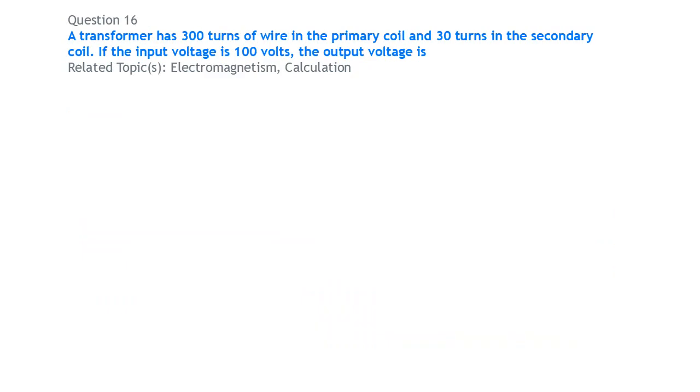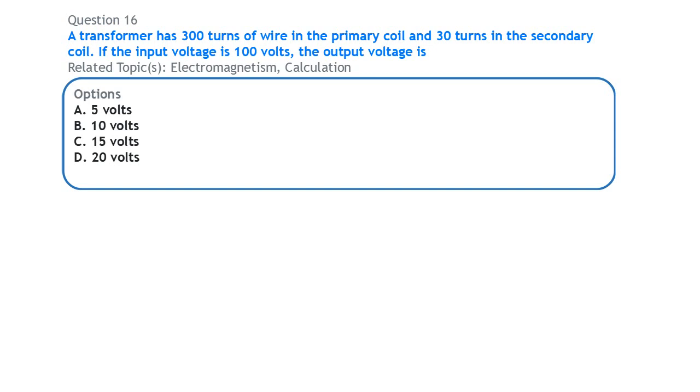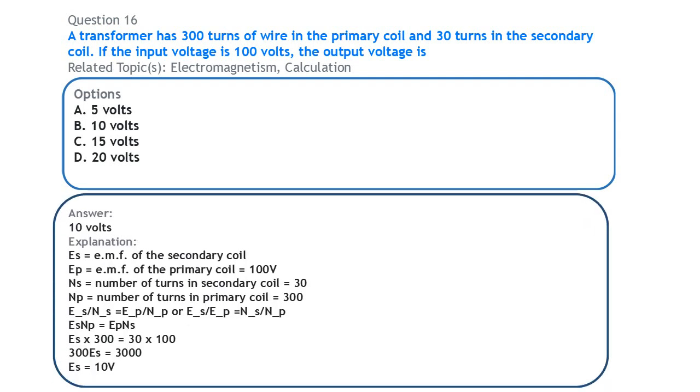Next is on electromagnetism. A transformer has 300 turns of wire in the primary coil and 30 turns in the secondary coil. If the input voltage is 100 volts, the output voltage is... Alright, so what we do here is we're going to set up a ratio.